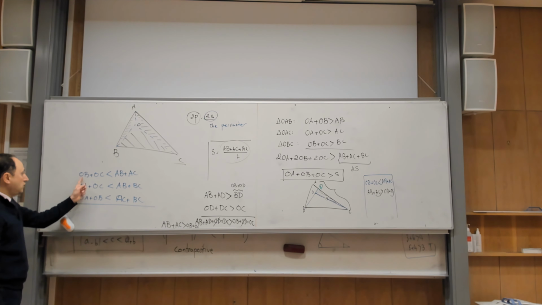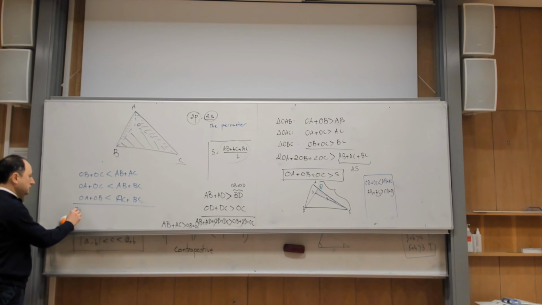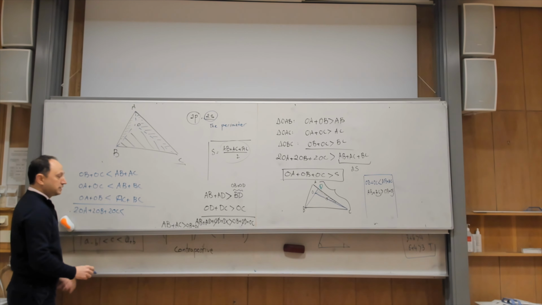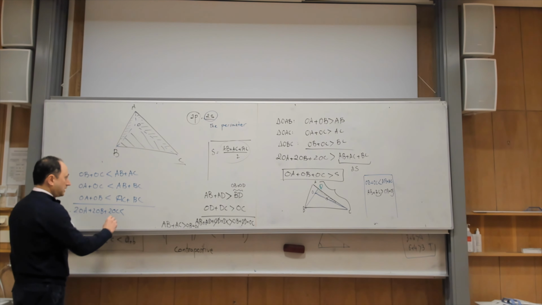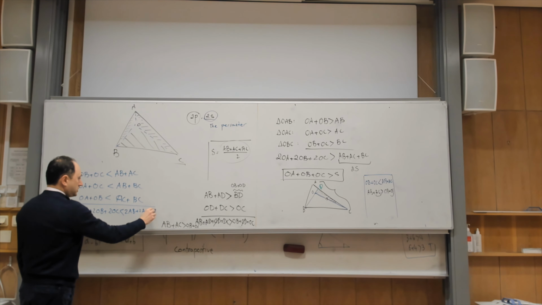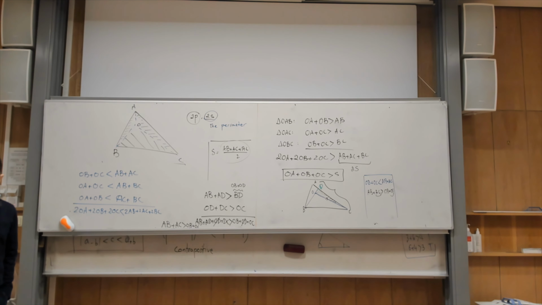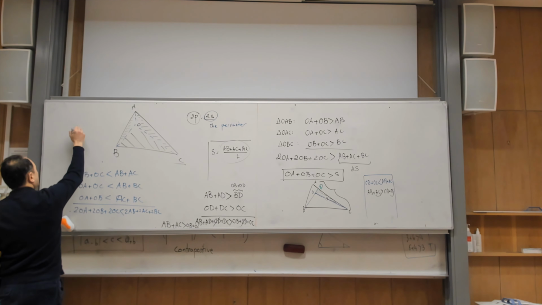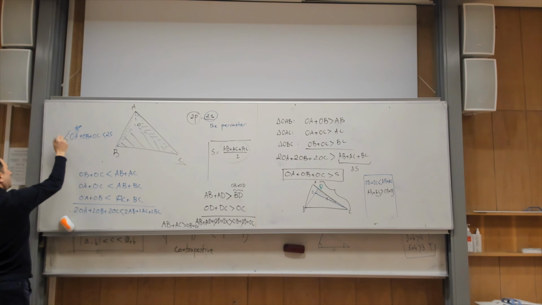So what happens? OA appears 2 times. OB appears 2 times. OC appears 2 times. On the left, each one of them appears 2 times again. So it becomes 2AB, 2AC plus 2BC. And then I divide everything by 2 and I get this. And I want you to remember this. It's a good thing to remember. So OA plus OB plus OC is less than 2S but larger than S.